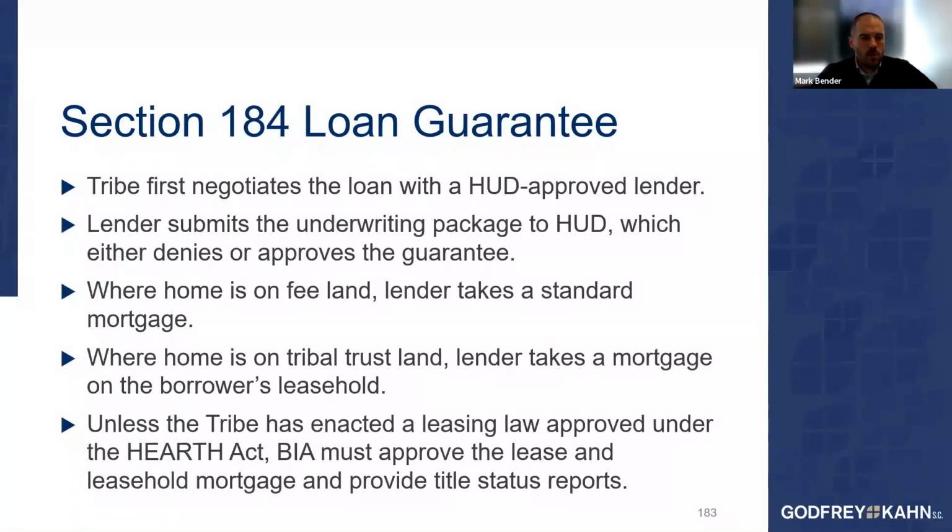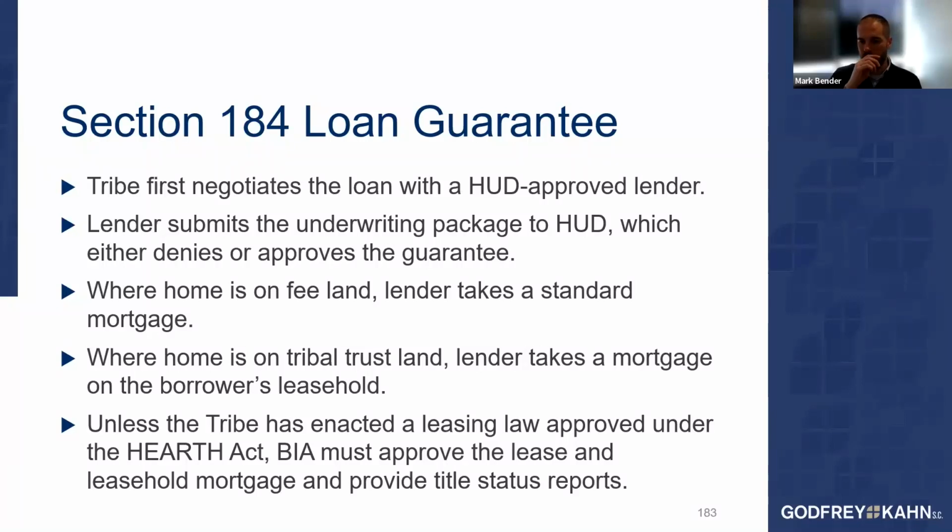Okay. So we're going to touch on the process a little bit here. For the Section 184 loan, the tribe first negotiates the loan with a commercial lender, and the lender needs to be HUD approved for the program. The lender is the one that then applies to HUD for the guarantee. The lender, of course, at that point has a leasehold mortgage where the loan is made for the home on the reservation on trust land.